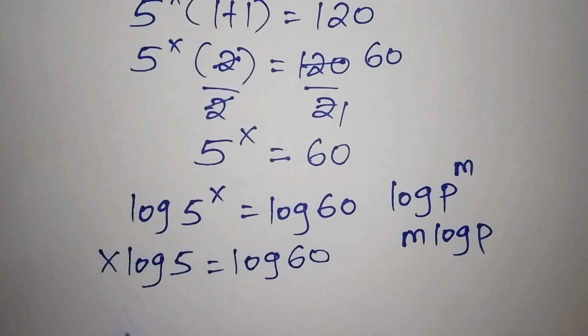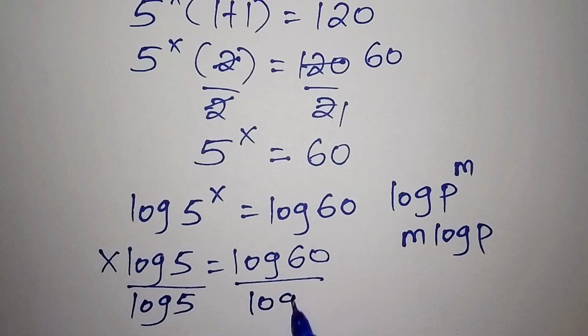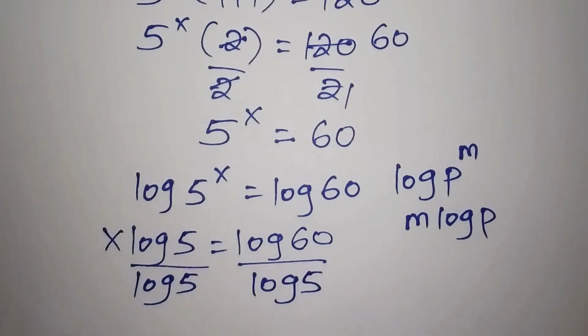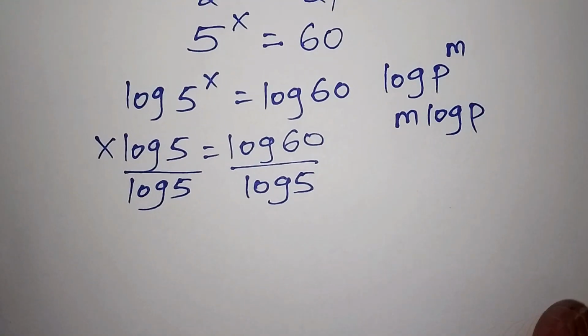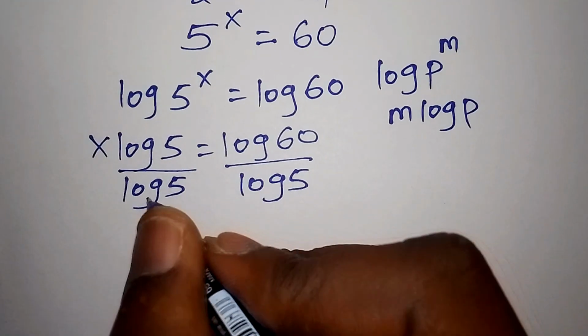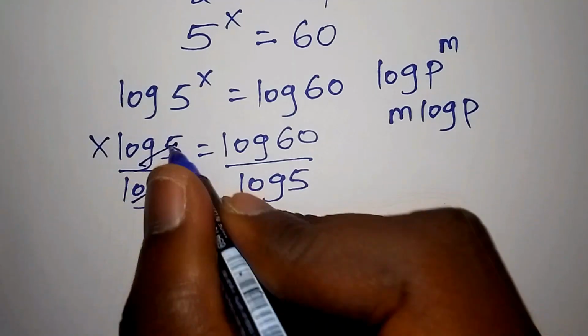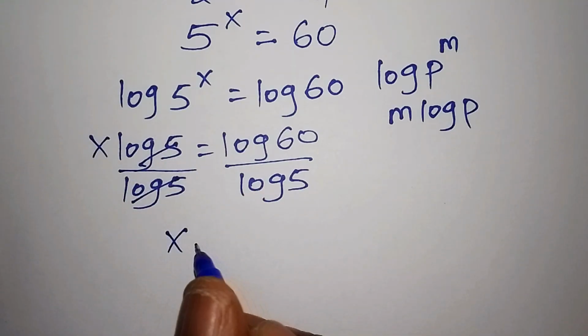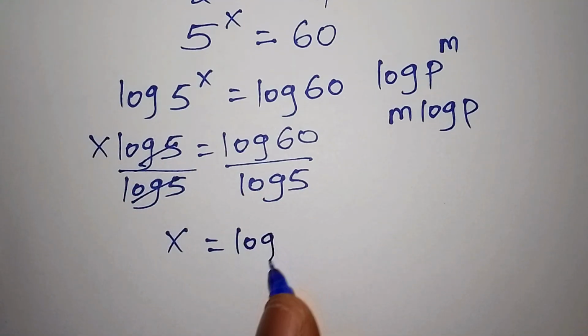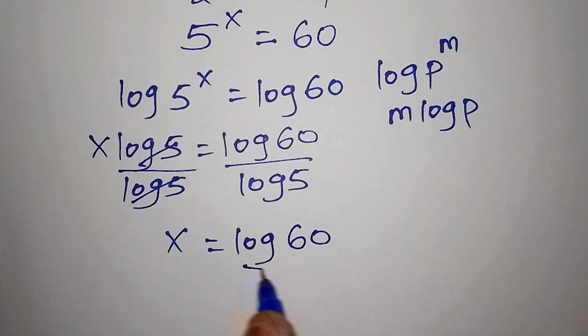We want to remain with x on this side, so we shall be forced to divide both sides by the log of 5, then also this side by the log of 5. So the log 5 and log 5 shall cancel. Now x is equals to the log of 60, all over the log of 5.